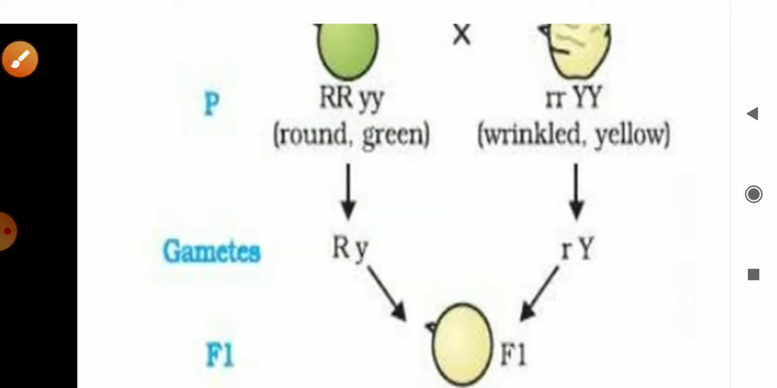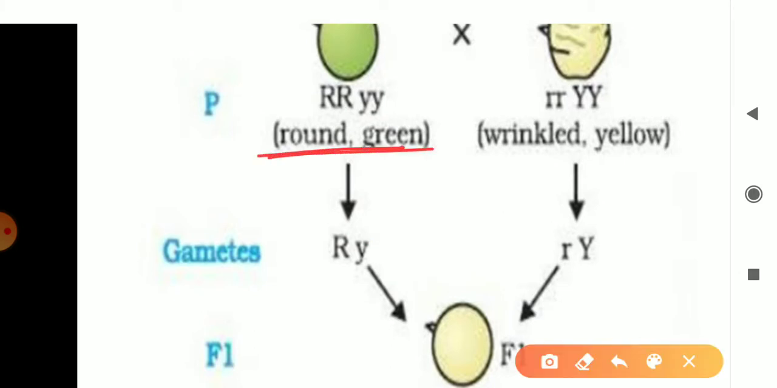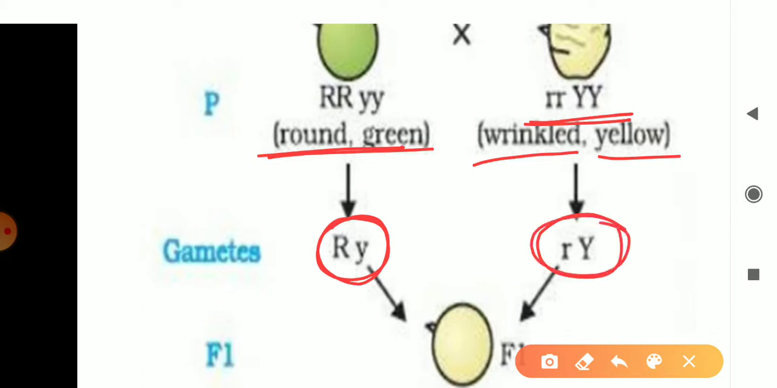So all the gametes that are produced by the parent producing round and green seeds will carry a factor for round and a factor for green. Similarly, the parent which is a pure line for wrinkled and yellow seeds, when it produces gametes, all its gametes will carry the factor for wrinkled shape and yellow color.